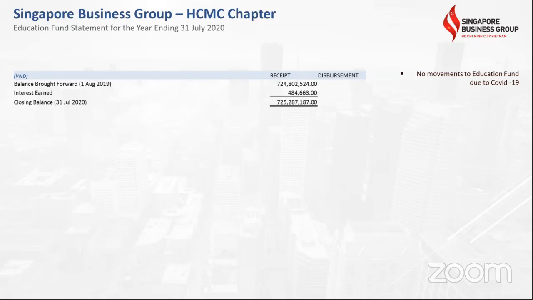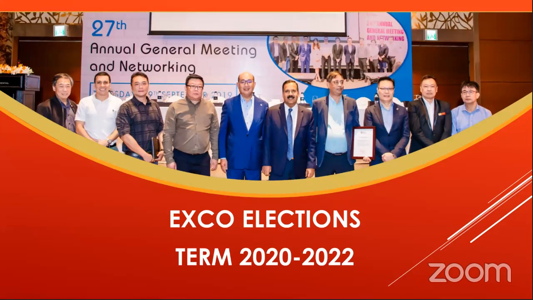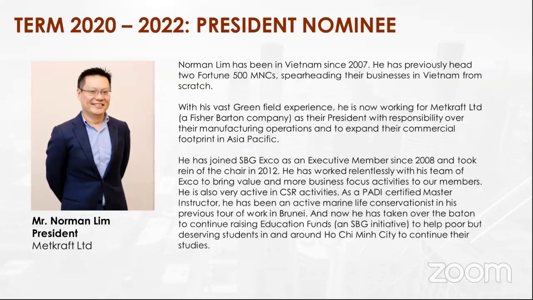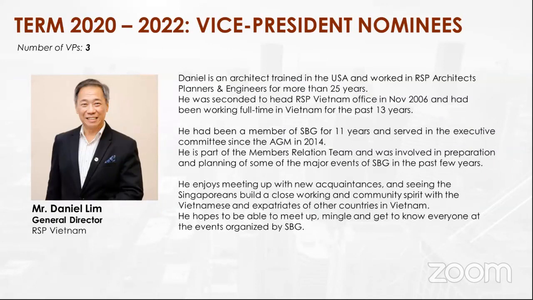And then we will move on to the EXCO election term. Jeffrey will also take over this part, starting from the president nominee to the VPs. Because there is no other nominee for the position, I will announce and indicate that Mr. Norman Lim remains as the president for the next term. And then the VPs also.